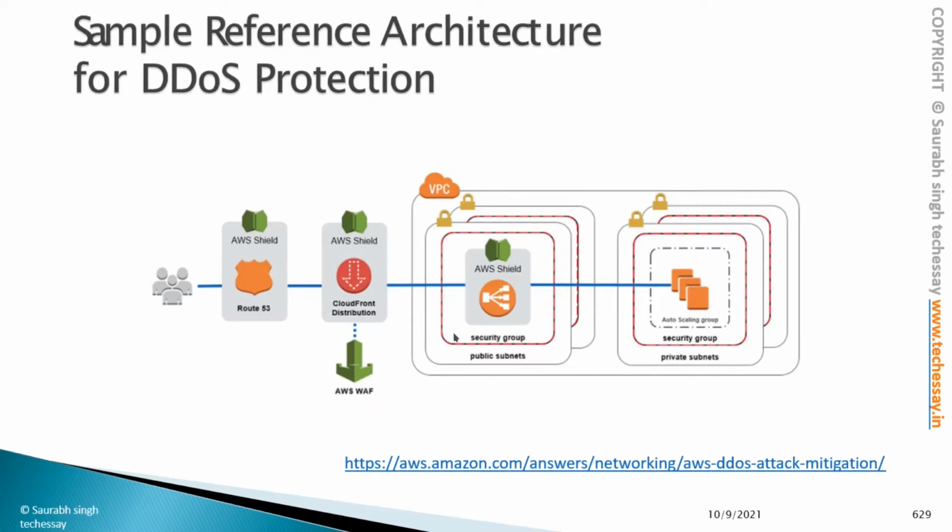At subnet level we can also use an access control list to protect the whole subnet. And here we can also use subnet level security by using the network access control list. And here our EC2 instances are protected by our security group. So this is the basic sample reference architecture of using AWS Shield, AWS Web Application Firewall, network access control list and security group. So let's move further.